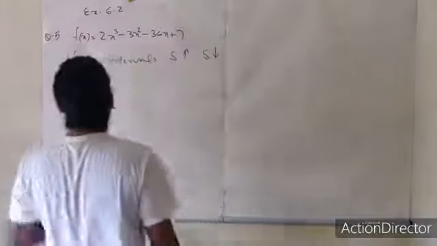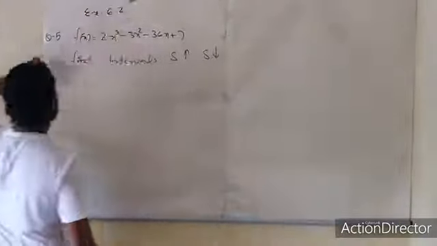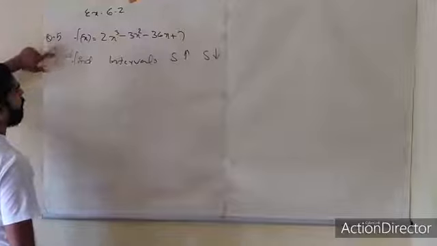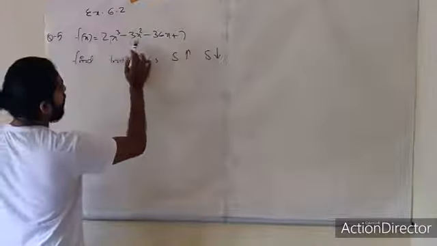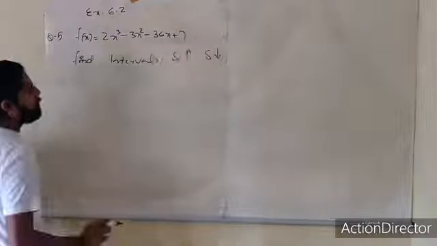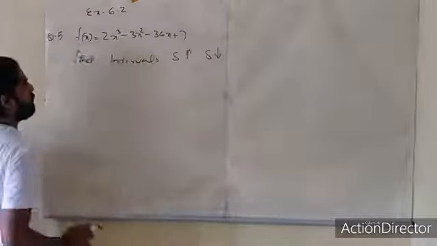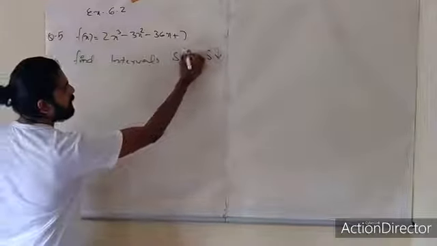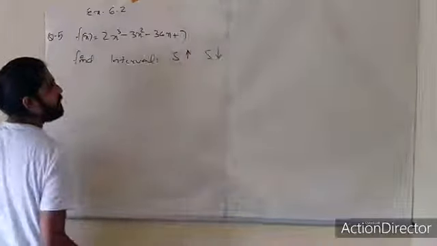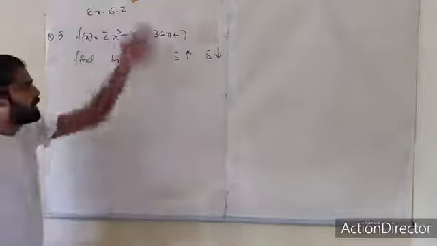Take your NCERT textbook, take exercise 6.2. We are doing question number 5. Exercise 6.2, question number 5. f of x equal to 2x cubed minus 3x square minus 36x plus 7. You are given a function. Find intervals in which the function is strictly increasing and strictly decreasing.